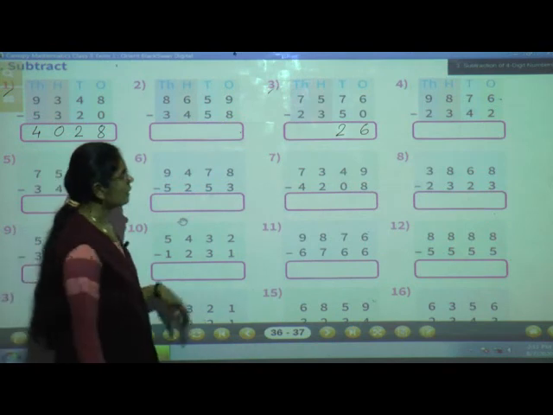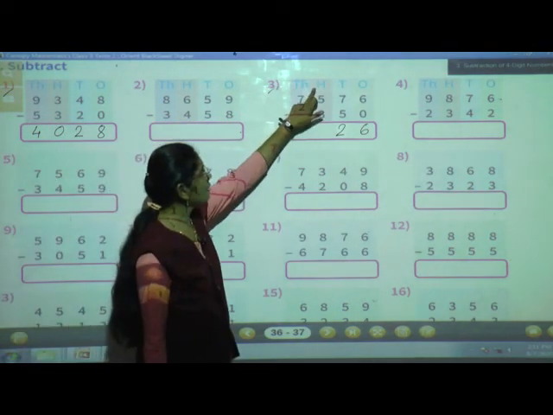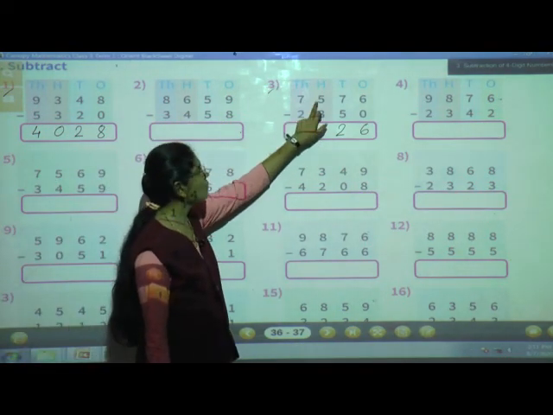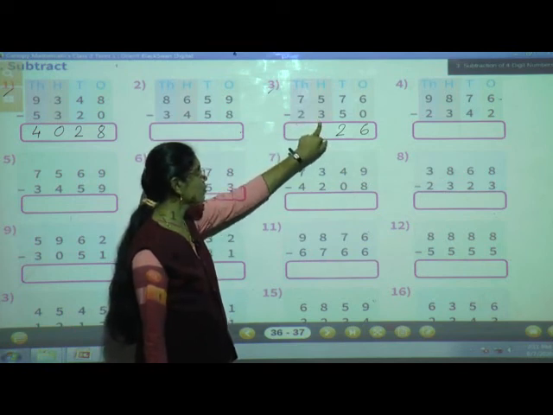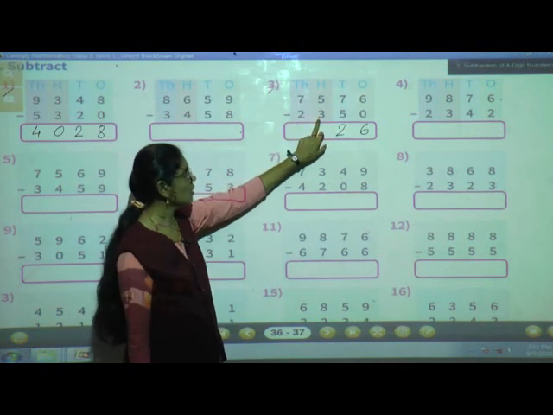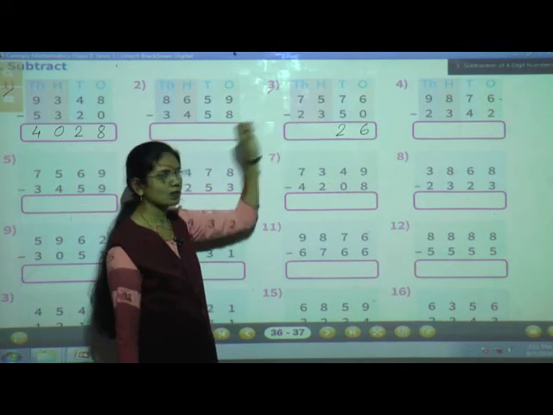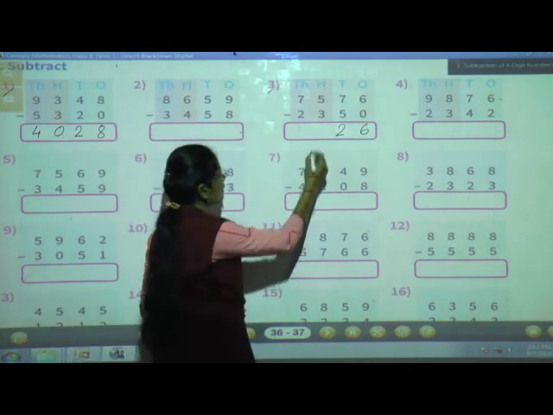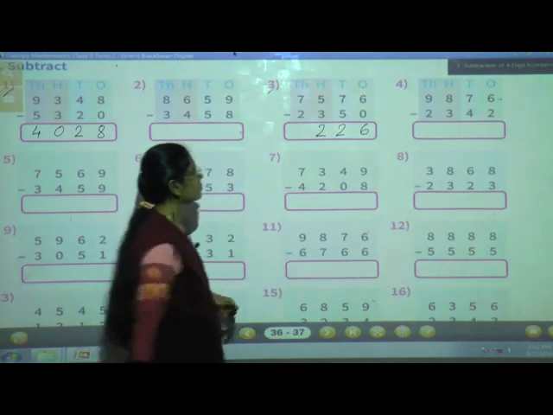Now we'll move to the hundreds place. Here 500 minus 300. So 5 minus 3. For that what we have to do? We have to count our fingers after 3 till 5. Okay, so now count your fingers. After 3, 4, 5. So 5 minus 3, 2.